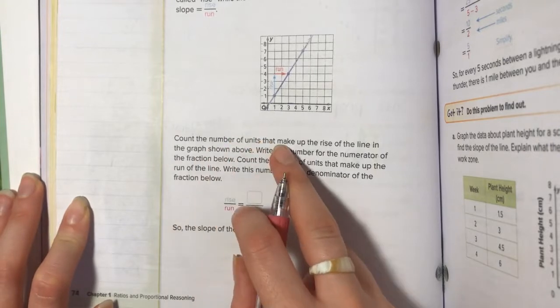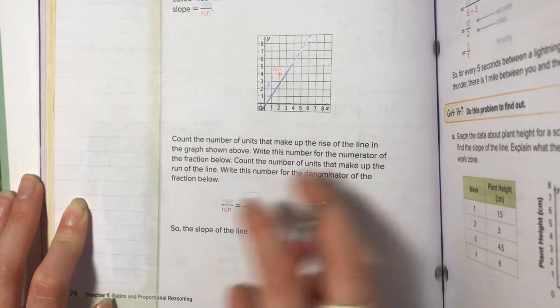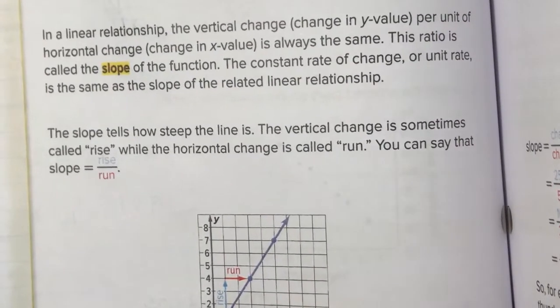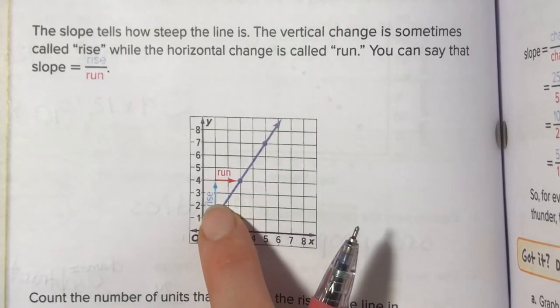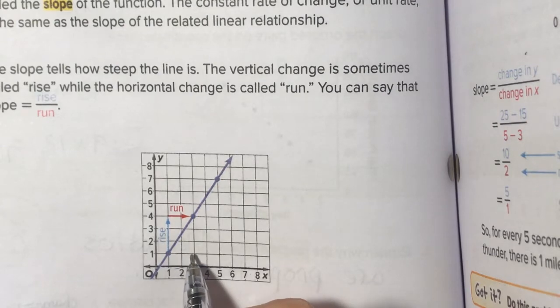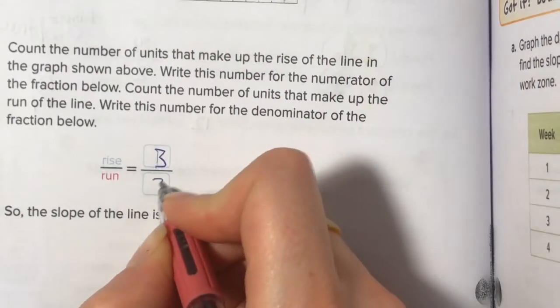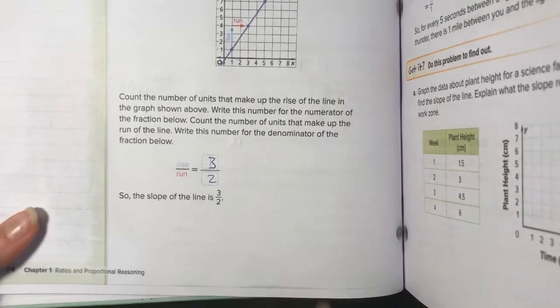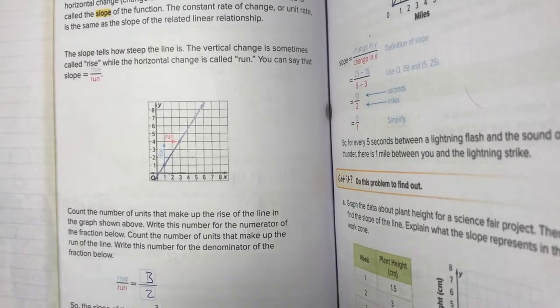Rise over run. Okay, it says count the number of units that make up the rise of the line in the graph shown below. Okay, so the rise. So we're going up how much? We're going up 1, 2, 3. Okay, so the rise, we're going up 3. And the run, how far are we going? 1, 2. So the run, we're going over 2. So the slope of the line is 3 over 2. That's the slope. Rise over run.